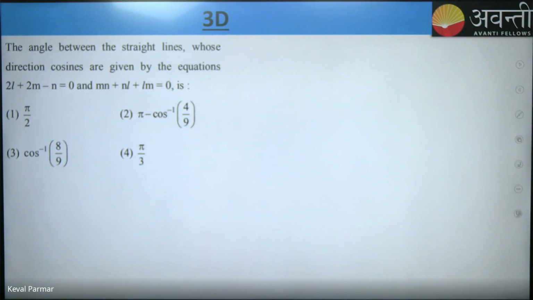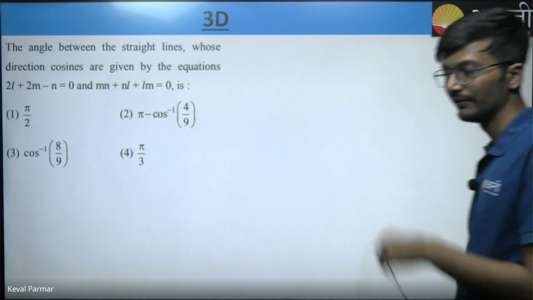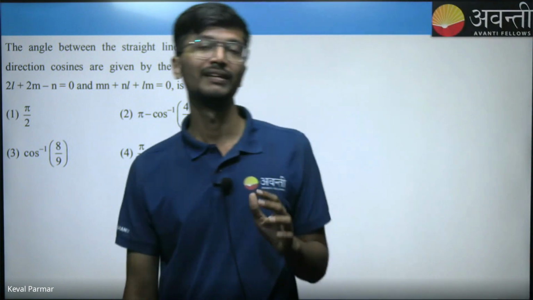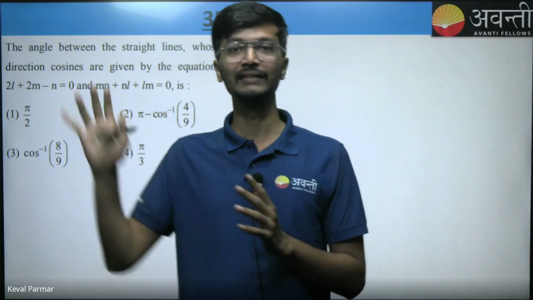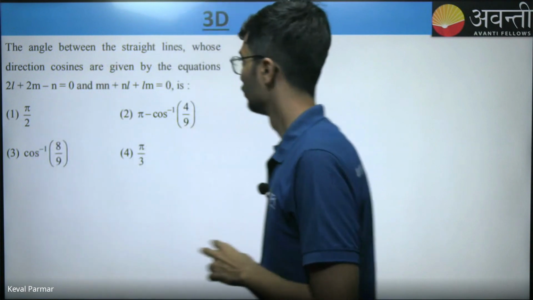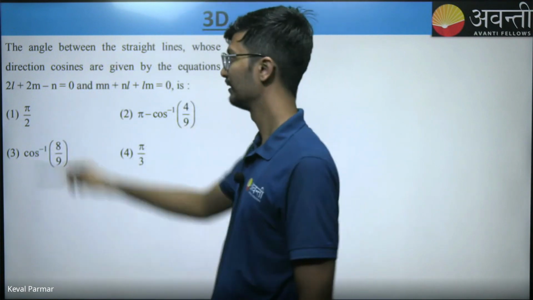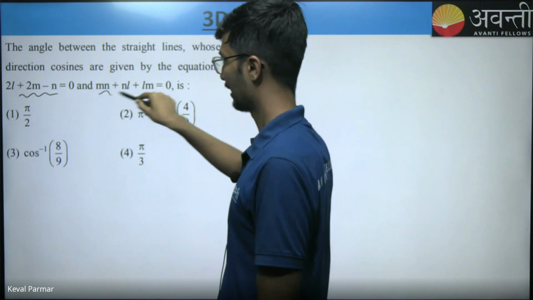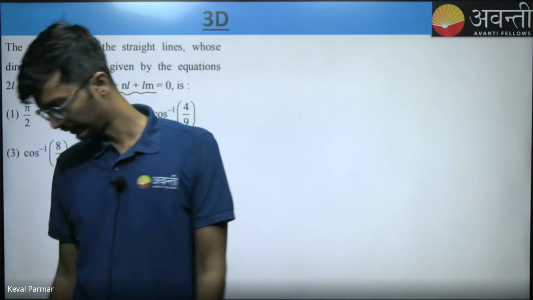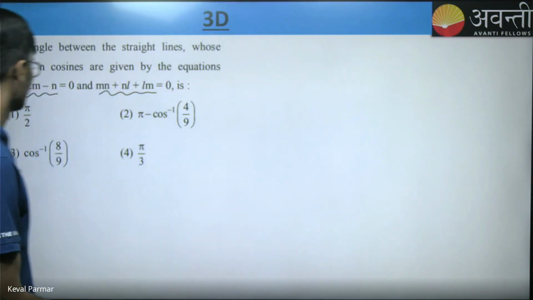The angle between the straight lines whose direction cosines are given. Now, this is also a famous question. You must have done this many times. It is as well in your NCERT. So for this, we solve these two equations simultaneously, right? Let us solve these equations. What we'll get from here?